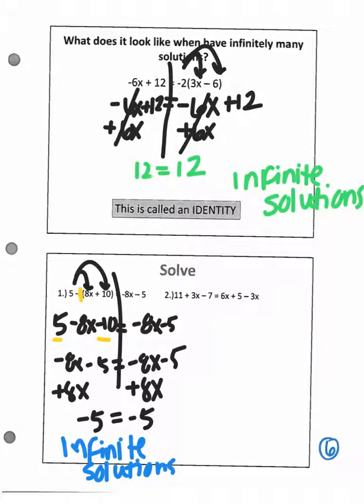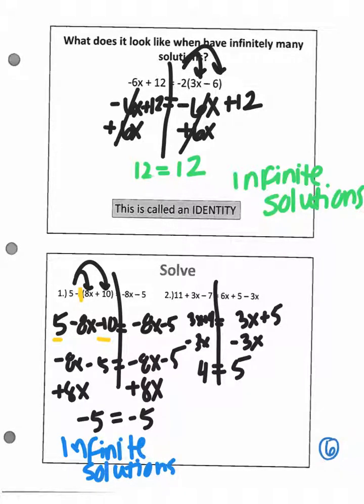If I look at my next one, I have to start off by combining my like terms. On the left side, I have 3x plus 4. On the right side, I have 3x plus 5. And if I subtract my 3x from both sides, I'm left with 4 equals 5, which, if I look at my 3 options, tells me that this equation has no solutions. It's unbalanced on both sides, so it's no solutions.